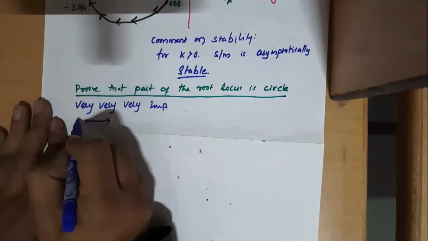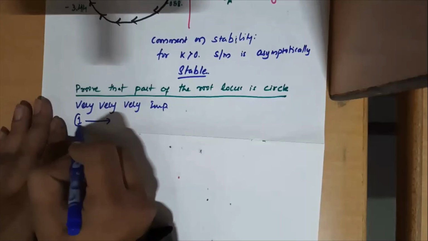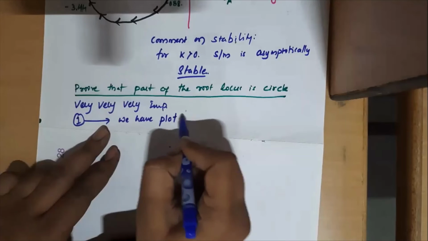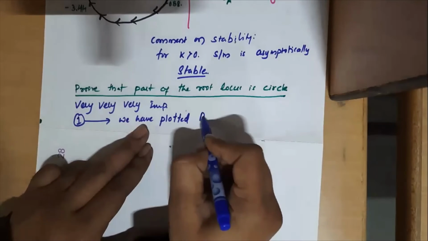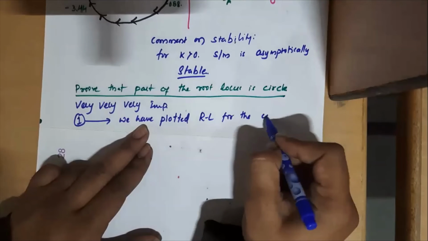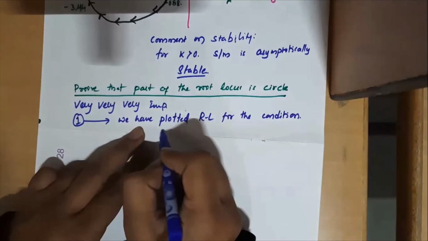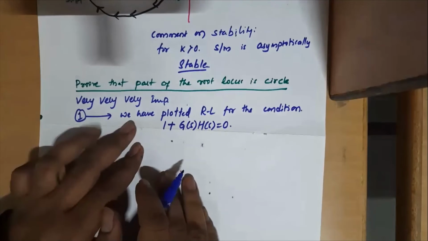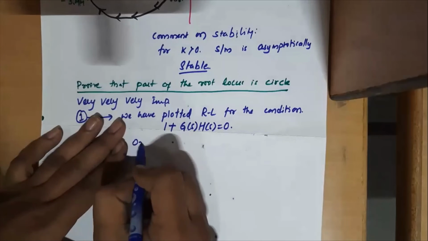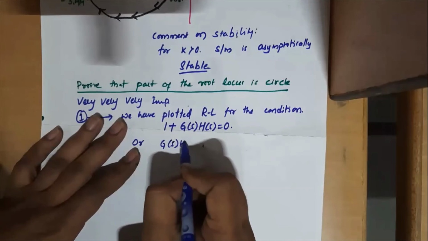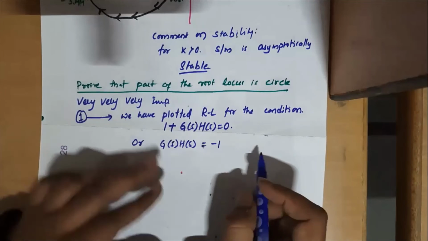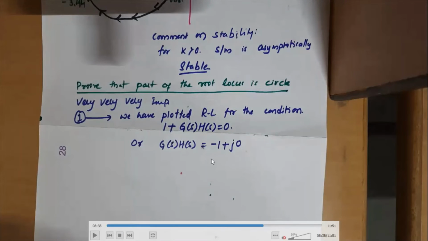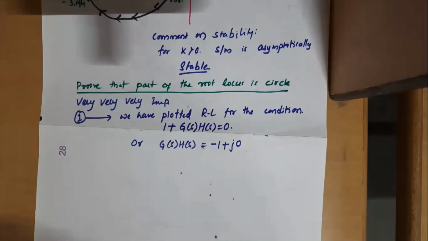So this is very, very, very important. So the first point is we have plotted the root locus for the function or the condition of 1 plus g of s h of s equal to 0. So for this condition we have plotted. So we can also write this equation as g of s h of s equal to minus 1 plus j0. So I am making some addition here. If you take this 1 on the other side, it is minus 1.